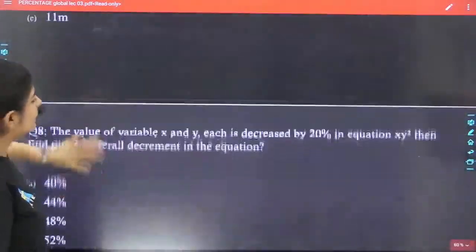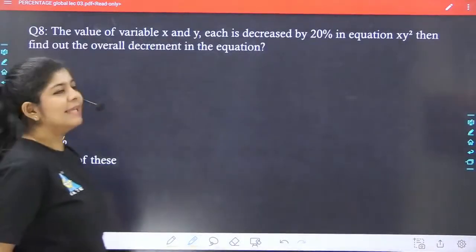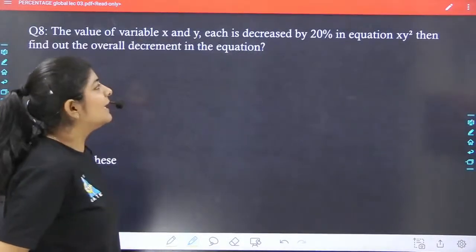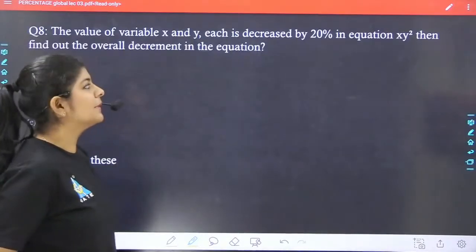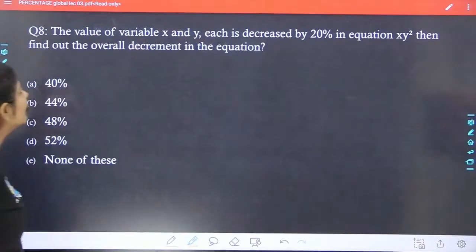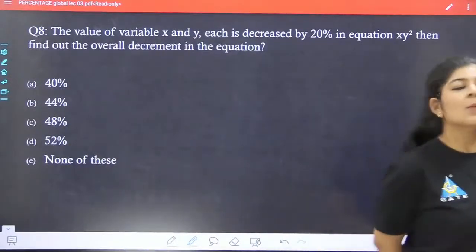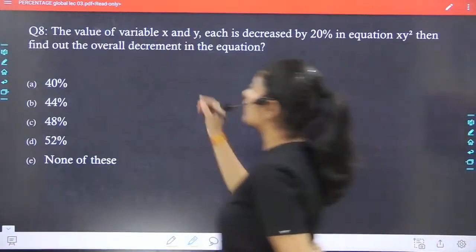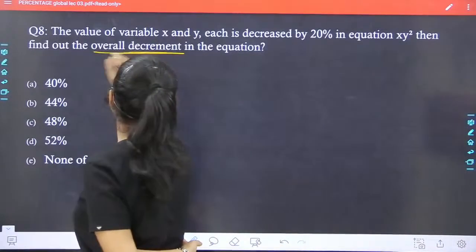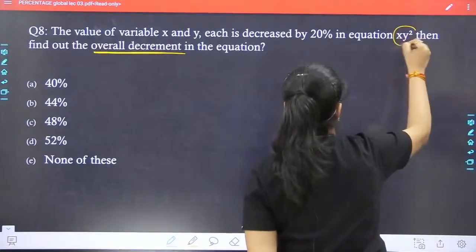Now let's move to the next question, question number 8. The value of variables x and y, each is decreased by 20% in the equation xy square. Then find out the overall decrement in the equation. What we have to do, we have to calculate the overall decrement in this equation xy square.